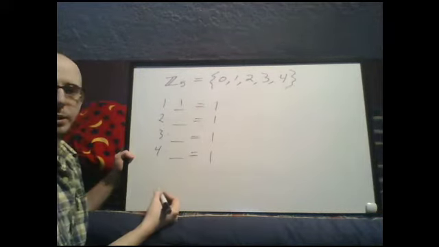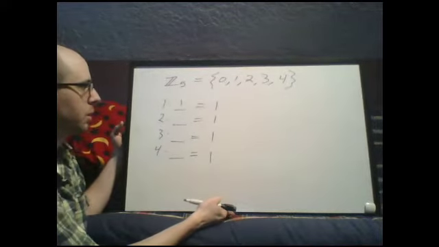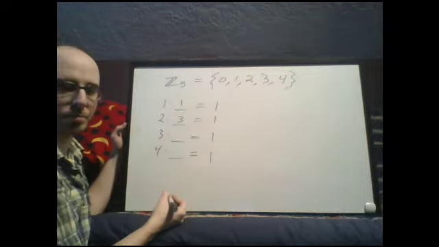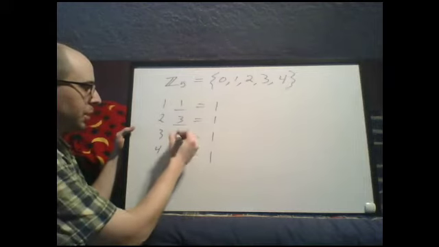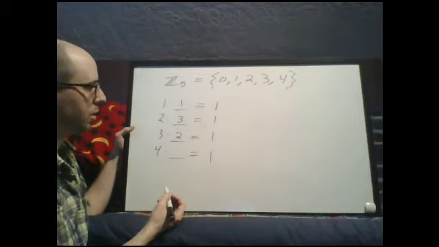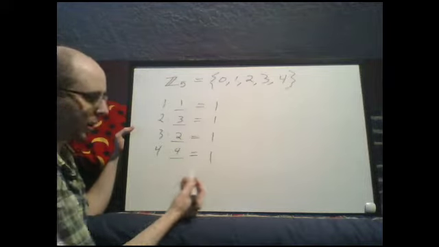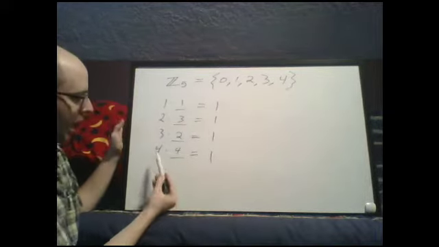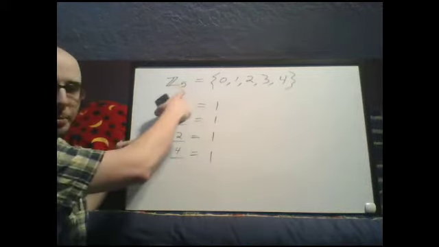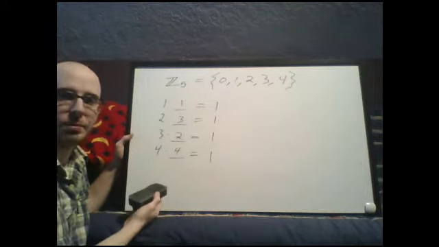So I need to be able to fill in this blank for every number other than 0. Well, 1 times 1 is 1. 2, I'm working mod 5, so I need to get to 6. 2 times 3 is 6, which is equal to 1 mod 5. 3 times 2 is 6, which is 1 mod 5. And now all that's left is 4, so 4 better work for 4. 4 times 4 is 16, mod 5, that's 1. So every single element has a multiplicative inverse. I can do this for any Zp, as long as P is prime. I can't do it for non-prime Zn's.